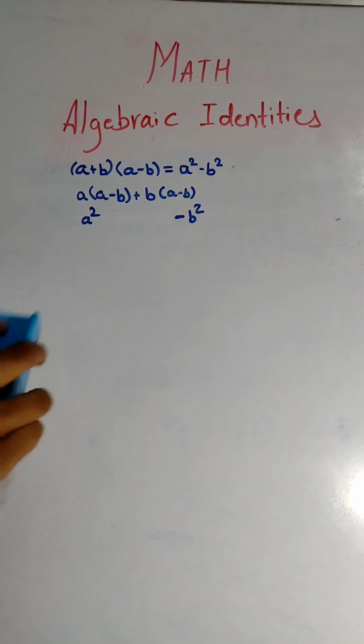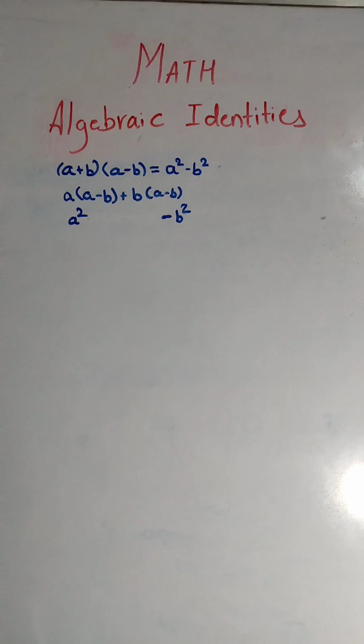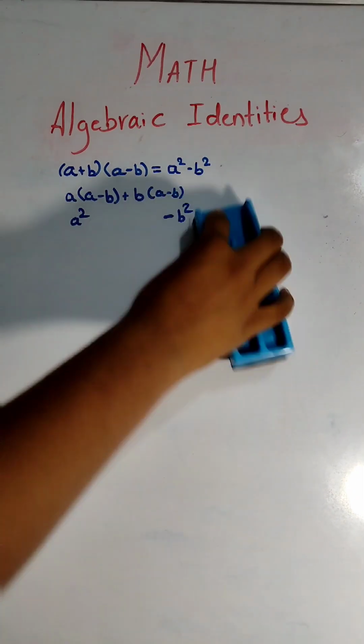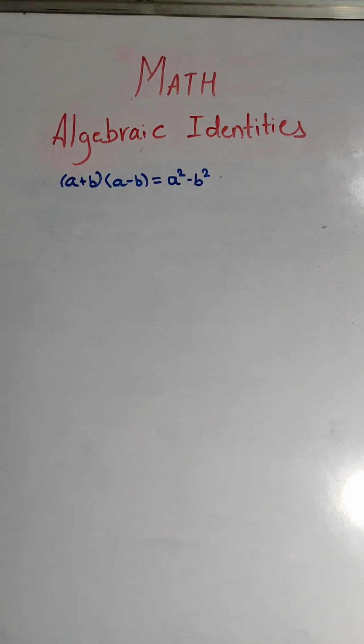Okay, so now that we've understood how (a plus b) into (a minus b) is equal to a square minus b square, let's take an example.